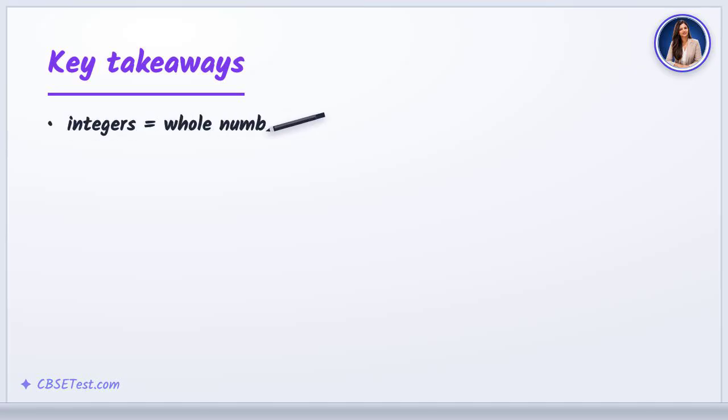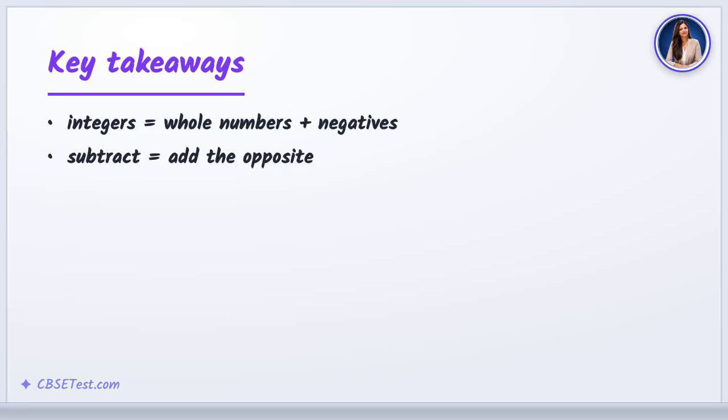To recap, integers include negatives. Subtracting means adding the opposite, and for multiplication and division, same signs give positive, different signs give negative.